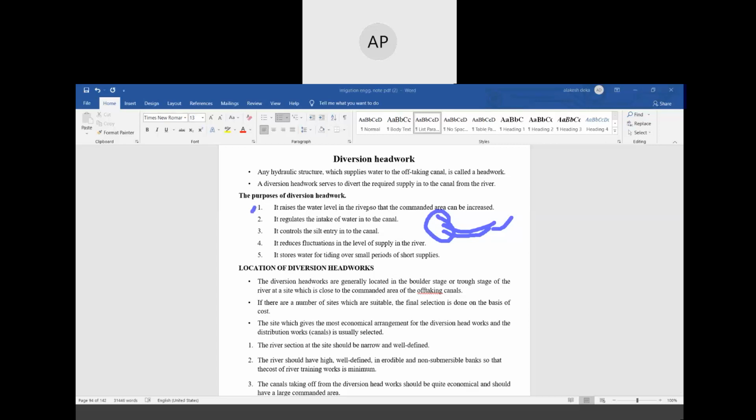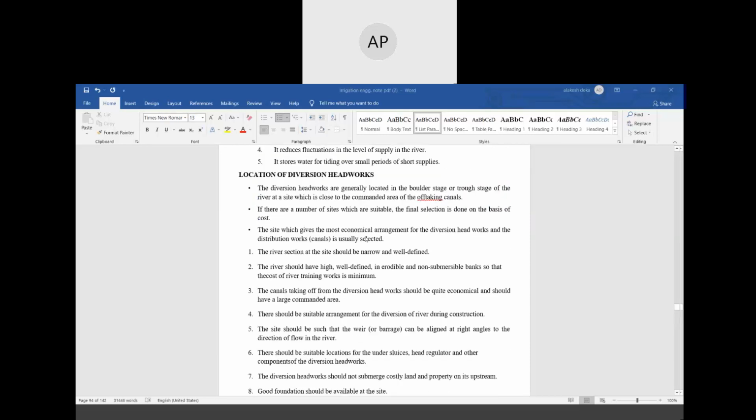It raises the water level in the river so that the commanded area can be increased. It regulates the intake of water to the canal. It controls the silt entry to the canal. It reduces fluctuations in the level of supply in the river. It stores water for tiding over a small period of short supplies. Location of a diversion headwork.